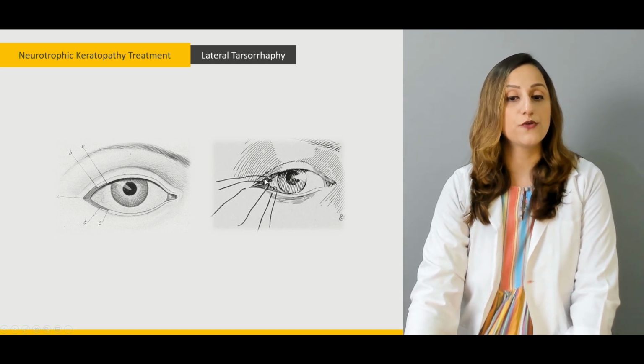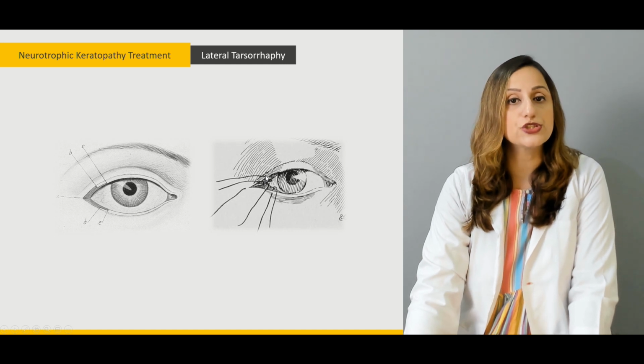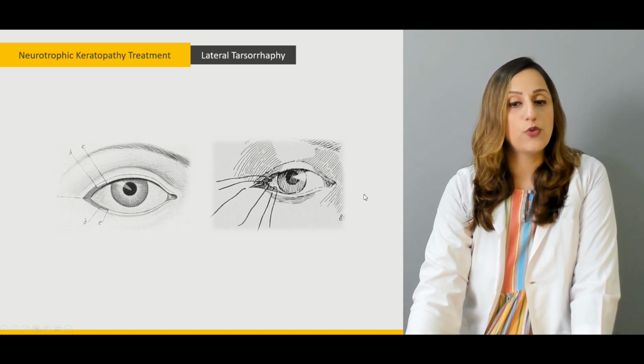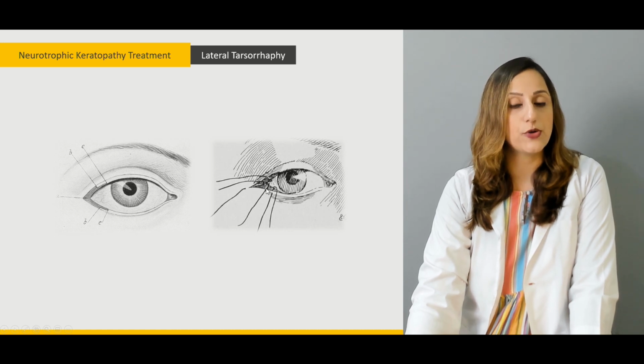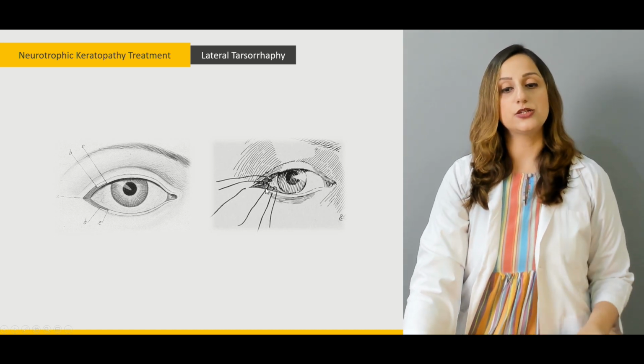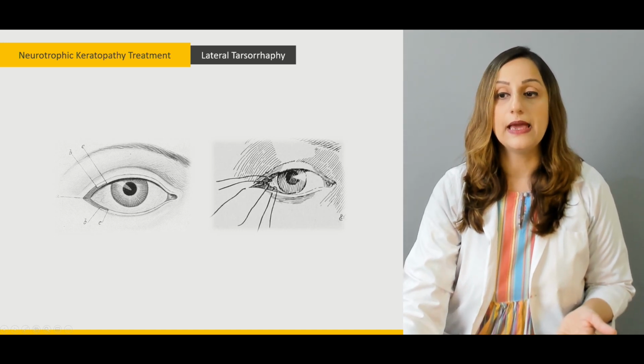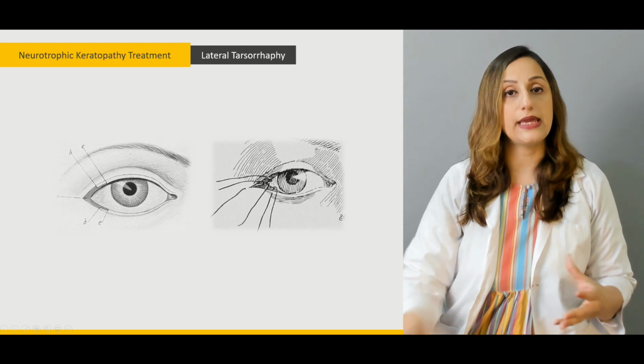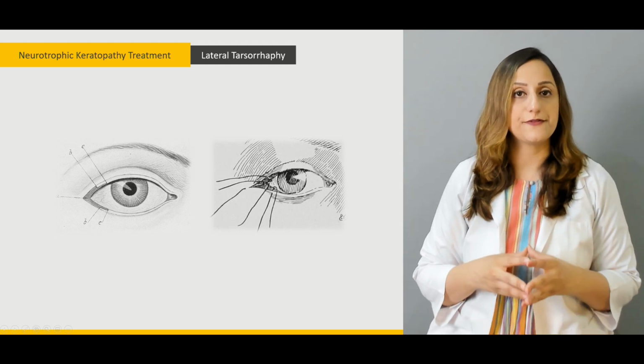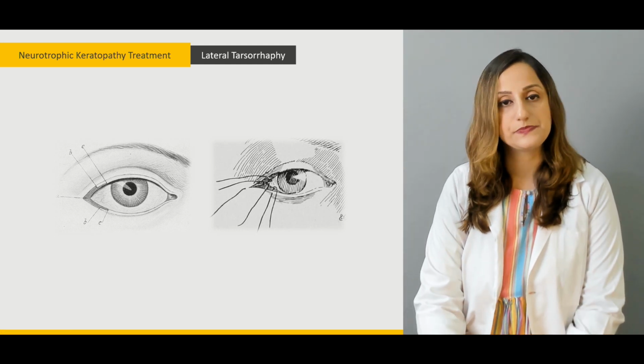As you can observe over here, we usually perform these operations on the lateral borders, and usually the lateral canthus is approximated in these operations. After these surgeries, the exposure of the cornea is limited, and that is the major aim of these lateral tarsorrhaphies that are performed in these patients.